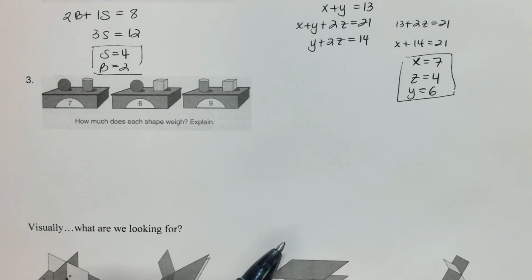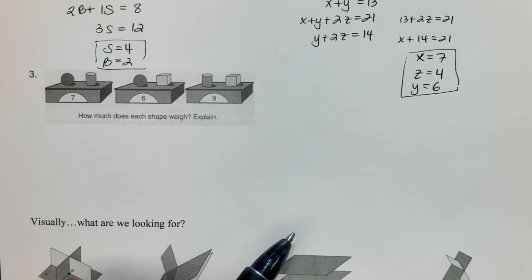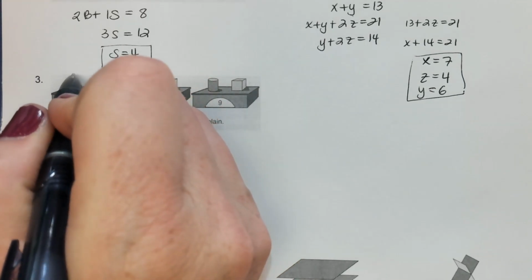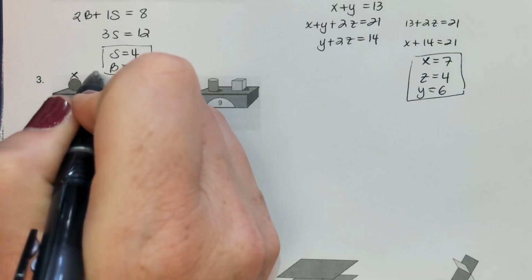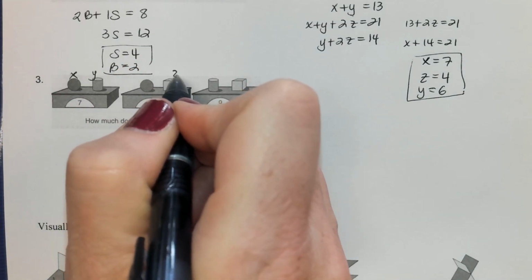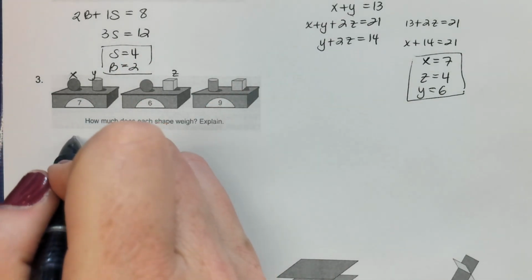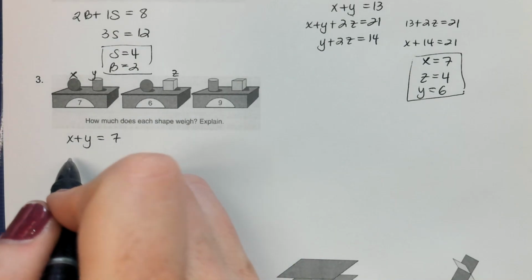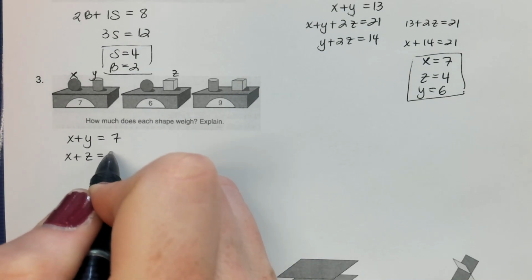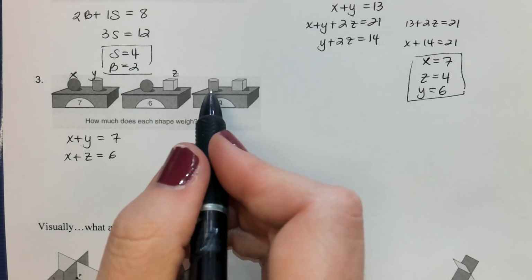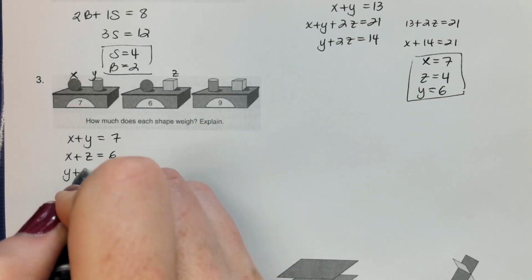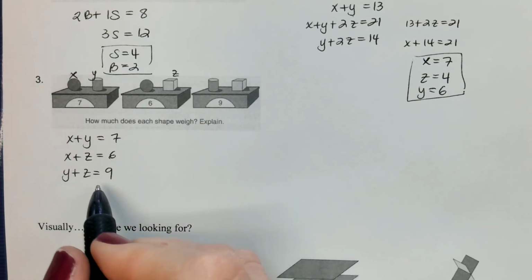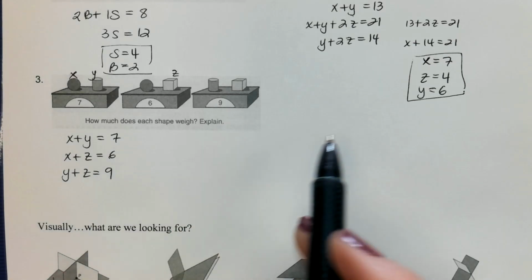One more, a little trickier, as I only have 2 variables in each one. So I'm just going to let this be X because it came first, and then Y is the cylinder, and then Z will be the box. So here I've got an X plus a Y equals 7. Here I've got an X and a Z equals 6, and then here I've got a Y and a Z equal 9.